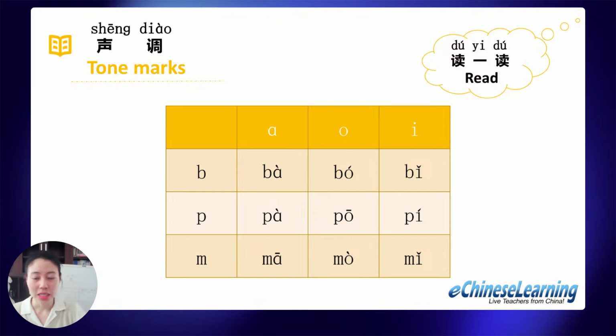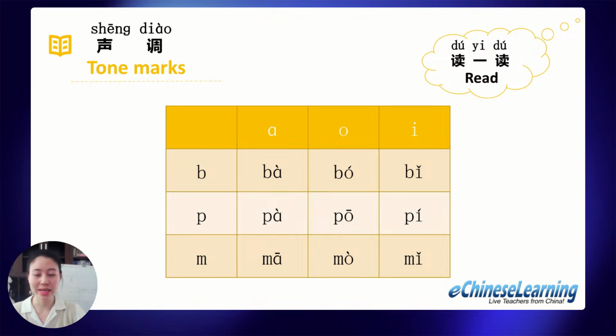So the next initial is pa. So that would be the first tone. Pa, pa. Next one is po, po. Next one is pi, pi. Okay. Yeah. Okay. So the last initial there.